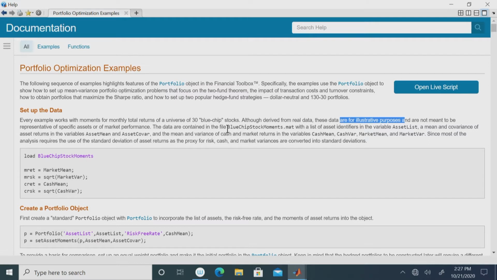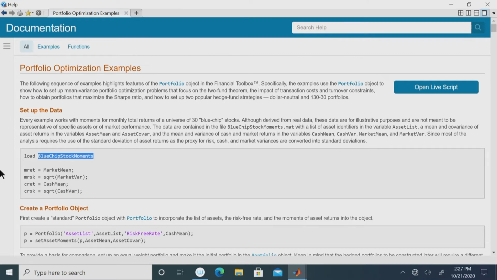The data included in MATLAB is called the blue chip stock moments.mat, which comprises these blue chip stocks. You can also use your own files for the asset parameters. Accordingly, we first load the blue chip stock moments. This will give the moments of these blue chip stocks, and remember that these are just the monthly total returns.